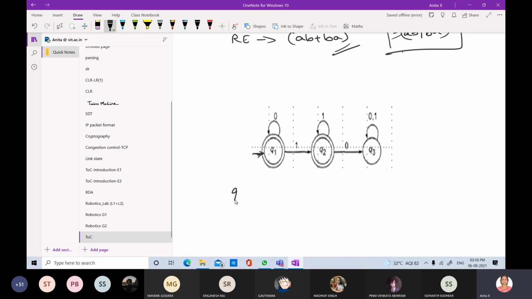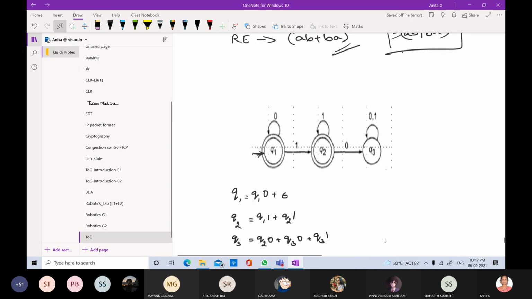So here Q1 is equal to epsilon plus Q1 0. Q1 0 plus epsilon, right? Next is Q2. Q2 is equal to Q1 1 plus Q2 1. Good. Q3 is equal to Q2 0 plus Q3 0 plus Q3 1.